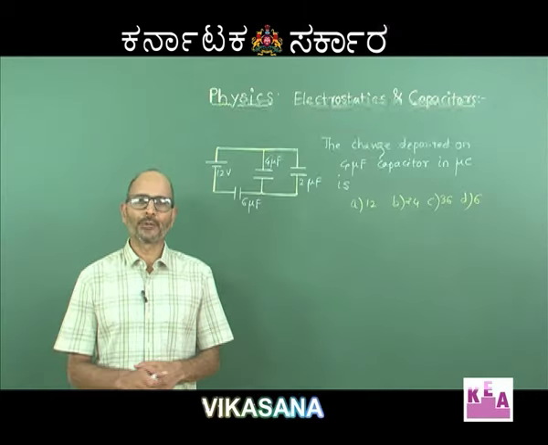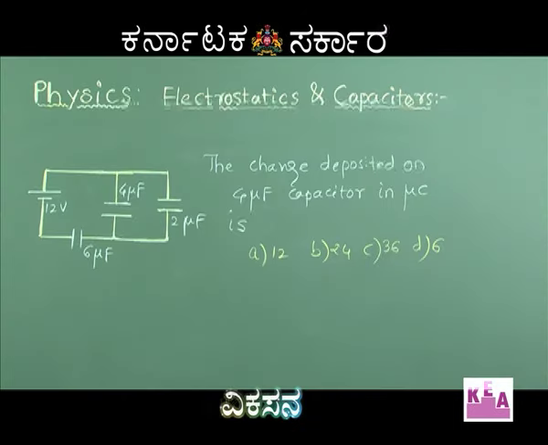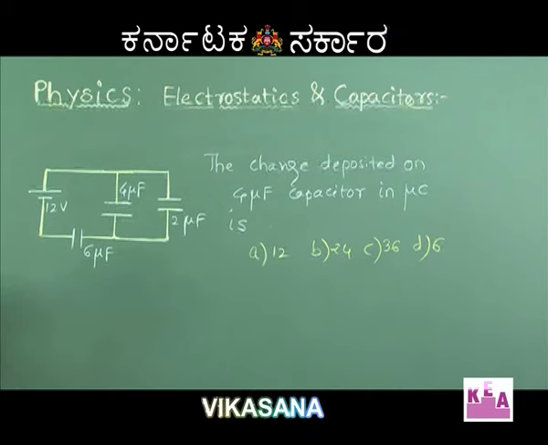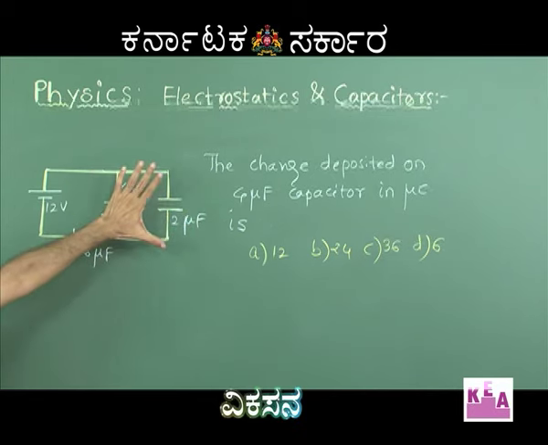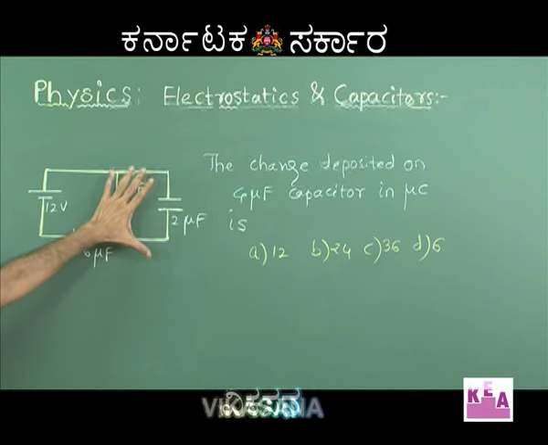One more simple network on capacitors. So, let us read it. So, the charge deposited on 4 microfarad capacitor is to be found. It is a very simple network with one battery and a couple of capacitors there. What you can notice is this 4 microfarads and 2 microfarads are connected in parallel. Therefore, their combination results 6 microfarad capacitor.